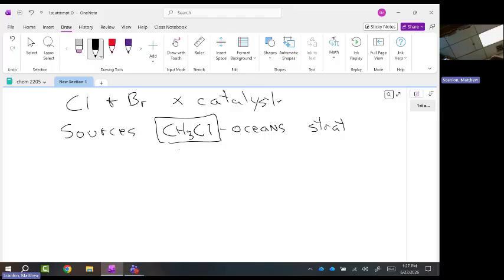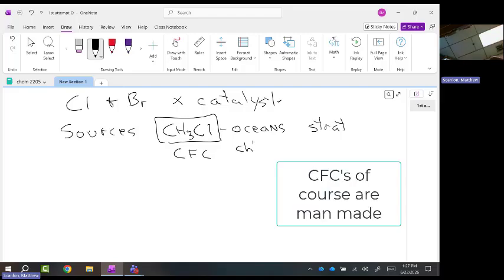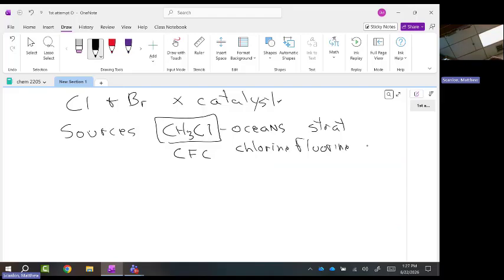The other place are CFCs, and these are compounds that have chlorine, fluorine, and carbon, hence CFC. So we have multiple sources of these. Some of them make it to the stratosphere, and in the stratosphere, some things happen.